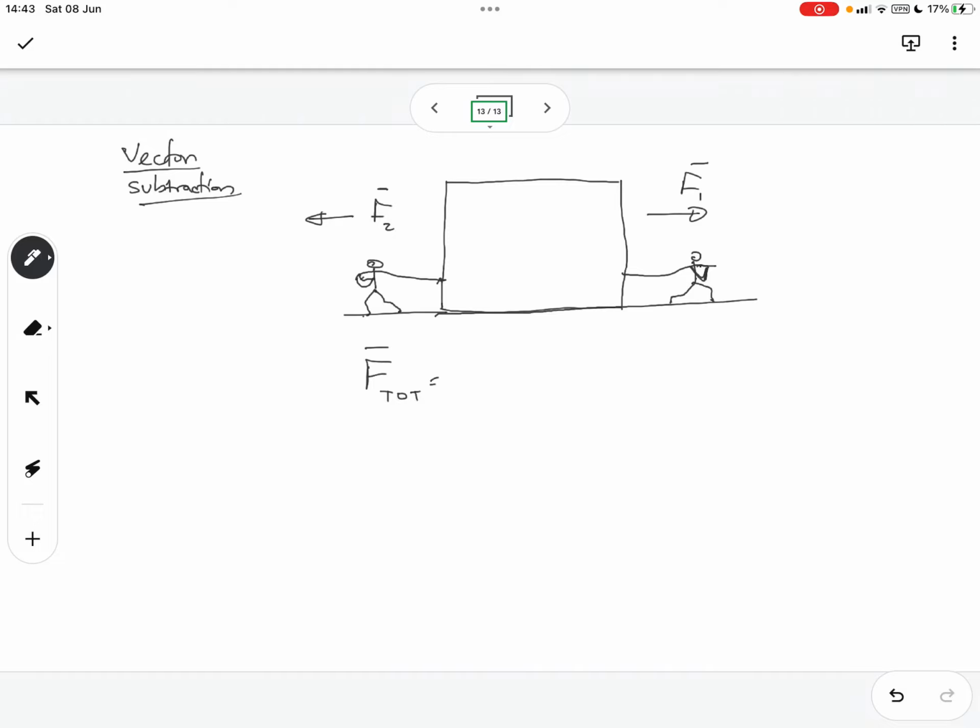So now this one is pulling this side, and this one is also pulling that side, right? Then F total should be, so if we take this direction as positive to the right, then F total would be F1 plus negative F2.